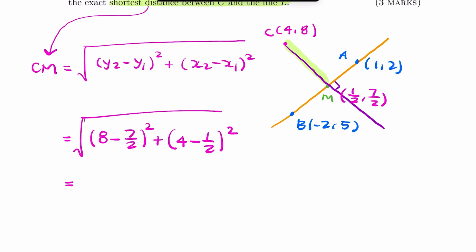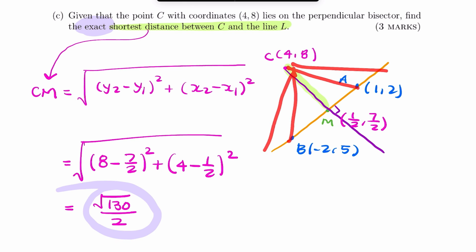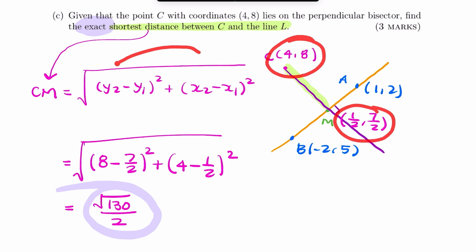And that gives me the square root of 130/2. And because they're asking for the distance to be exact, it means you leave it as a surd. You don't write it as 5.8 or 5.7. You leave it as a surd. So this is the answer that they're asking for. The shortest distance between a point and a line is the distance along the perpendicular, because any other distance would be longer. And because you know these coordinates, you can use the formula.